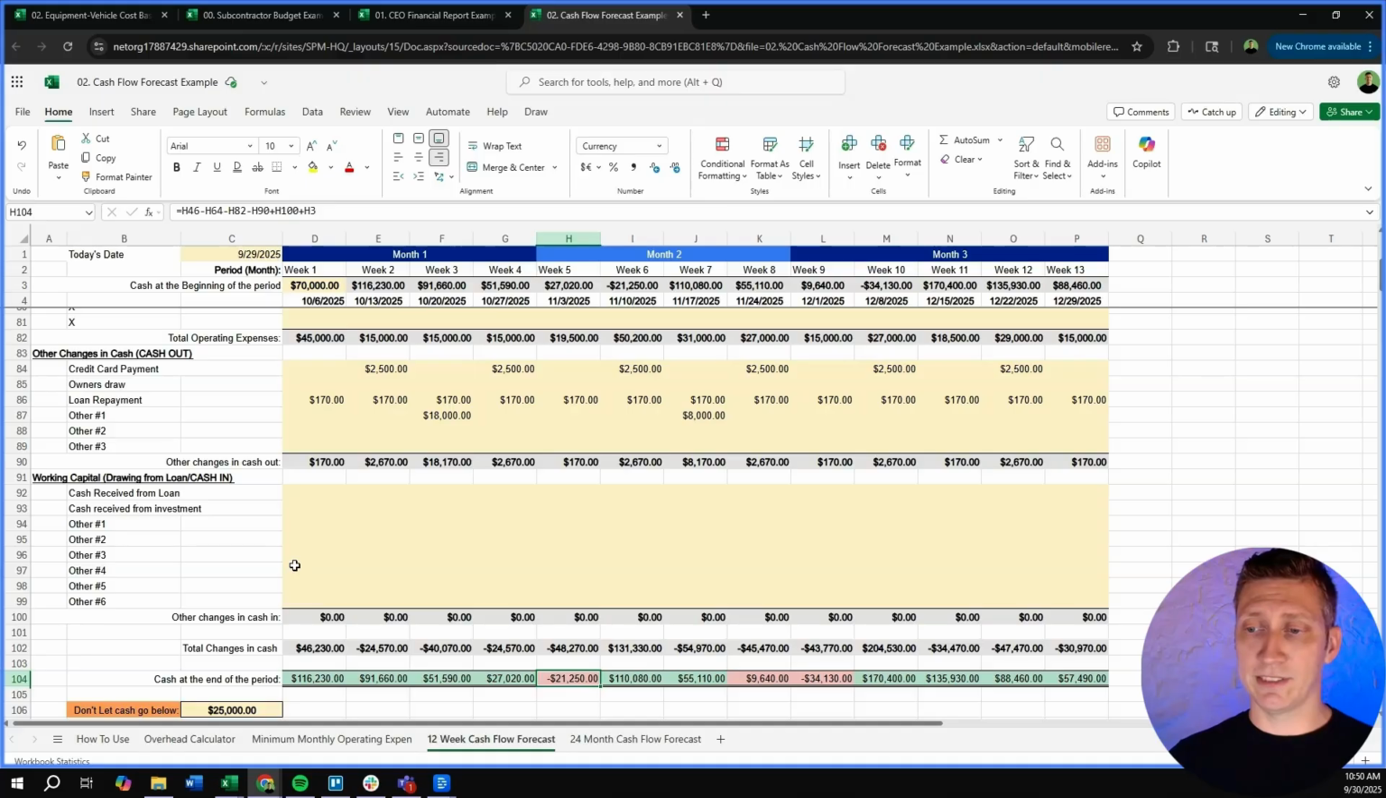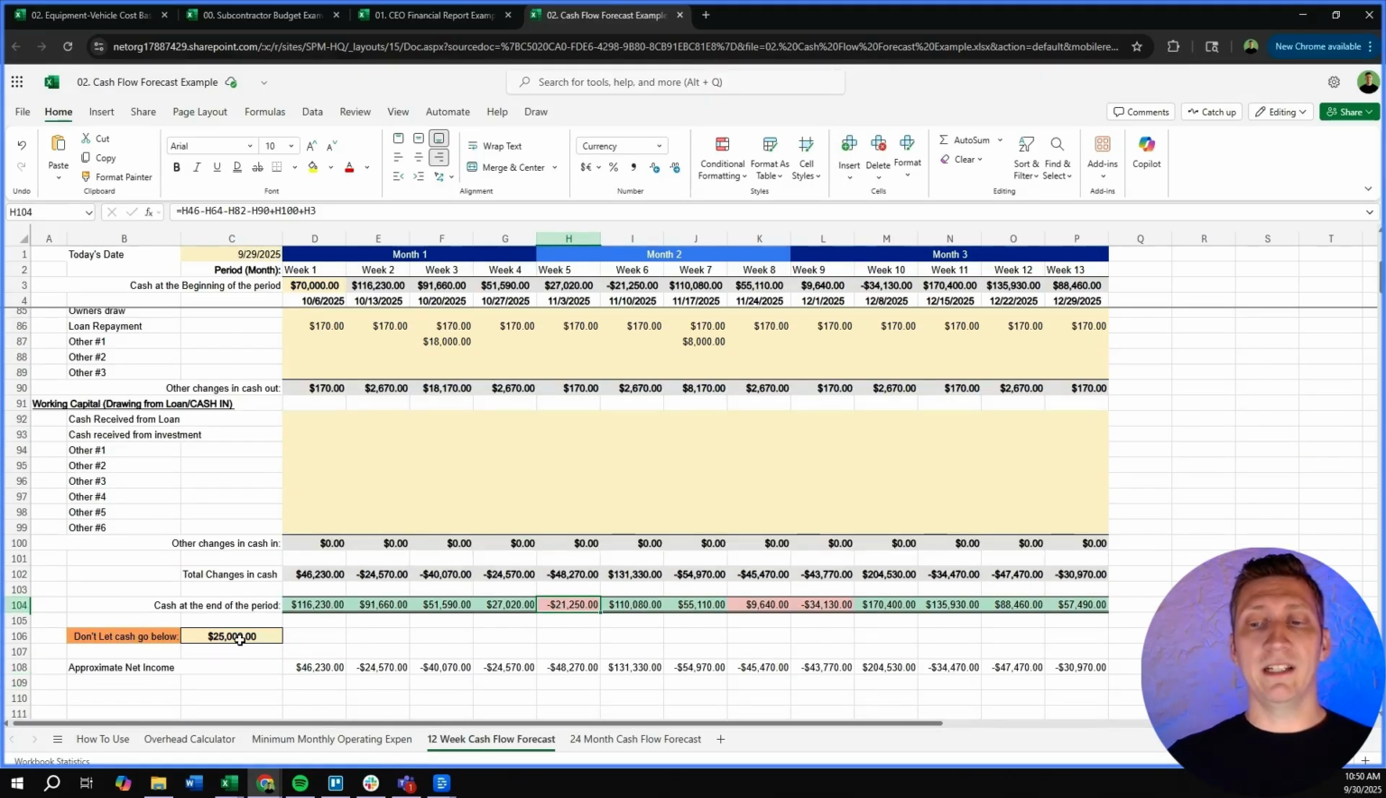But the way that this works is I'm looking at the bottom. I don't want money to go below $25,000. That's what the owner of this company felt comfortable with in their bank account. That's 3 weeks of payroll for them, just in case something happened and money doesn't come in on time, they have 3 weeks that they can still work. Well, I see this first week I'm going to have $116,000 in the bank account.